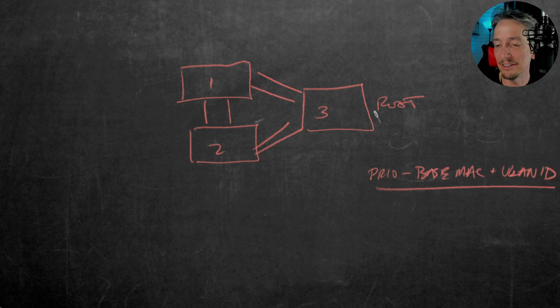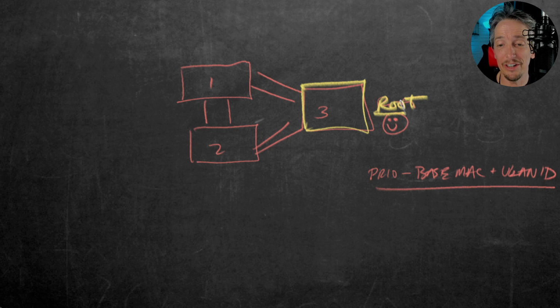All right, so switch 3 won, and he's super happy. He's the root. And let's go ahead and put that in yellow. Congratulations. You are the root. All right, now the question is, switch 1 and switch 2 are not the root, and so they need to identify their root ports. So root ports only exist in spanning tree on non-root bridges.